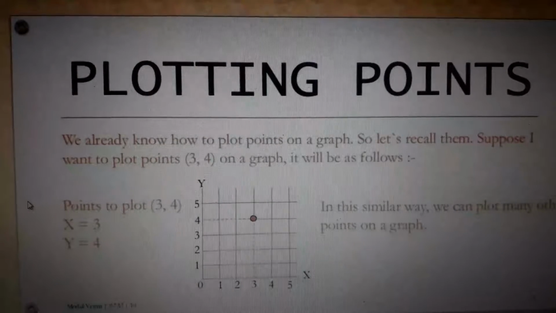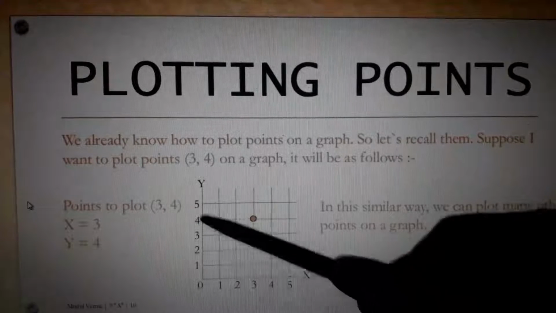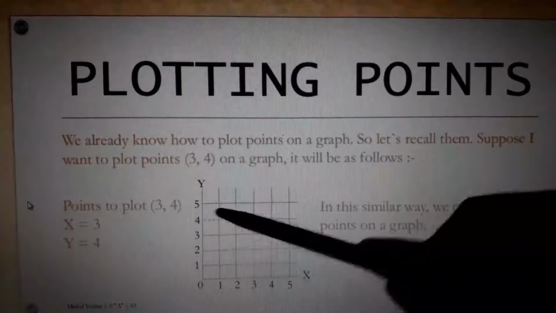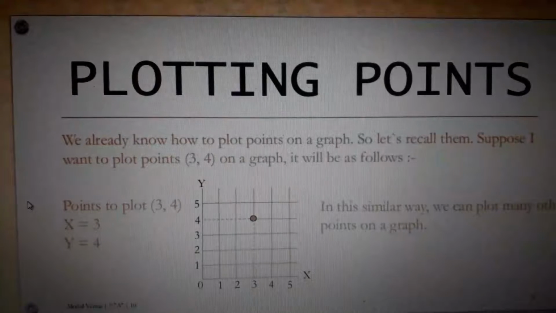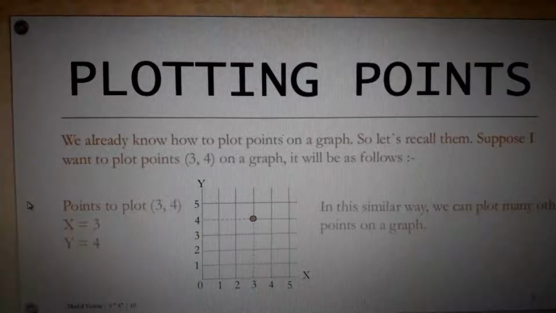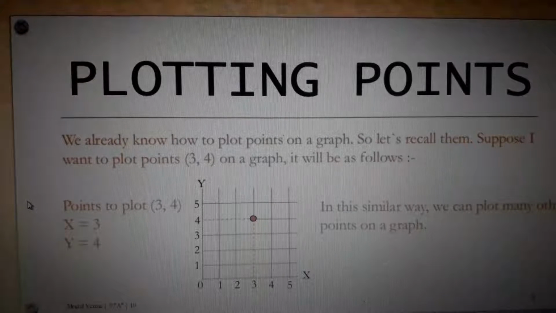Understood? If x is 2 and y is 5, where will you get the point? 1, 2 here, y is 5. 1, 2, 3, 4, 5. This point. Understood? So we need to try to plot different variables like velocity, time and all in these graphs. That is the main thing.